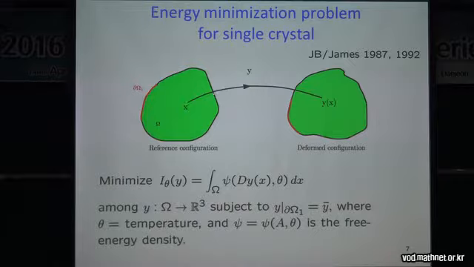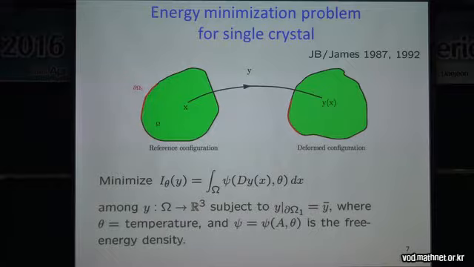Okay, and then the idea is that we try to find a deformation y that will minimize the total free energy. So I'm just going to consider the elastic energy, no other extra terms like due to gravity or anything like that. And you get that energy by integrating over omega a free energy density, which depends on the deformation gradient. So y goes from omega in R3 to R3, so at each point x, this gradient is a 3x3 matrix, and it also depends on the temperature. You integrate that over omega, and you get the total free energy.